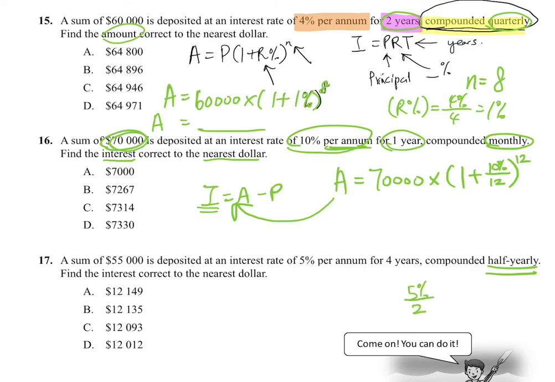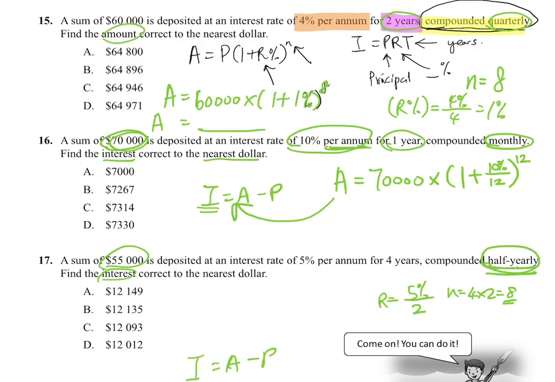And then for half yearly you have 2 half years in 1 year, so the 5% would be divided by 2, and for 4 years it's going to be times 2, so you're going to receive interest 8 times. So N is going to be 8 and R is going to be 2.5%, but the P is still that. And then again take away the P from the answer at the end, and you'll get the answer done.